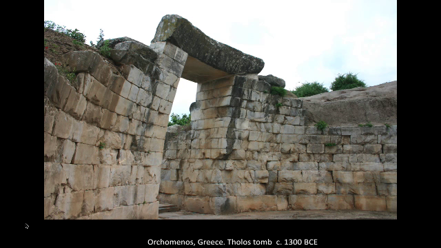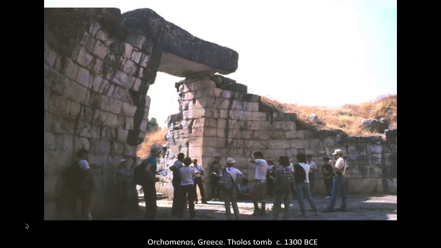The tholos tombs that show up almost everywhere on the Greek mainland, beginning in LH1, so right after the middle of the second millennium, are different in significant ways than the tholoi from Crete. They are below ground, not above ground. They are built out of huge, carefully finished stones. They are much larger, as you can see from this group of people standing inside the doorway of this tholos tomb at Orchomenos.